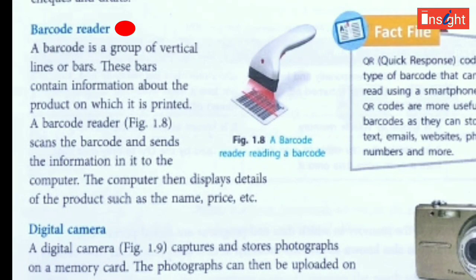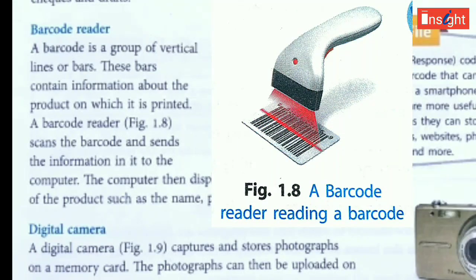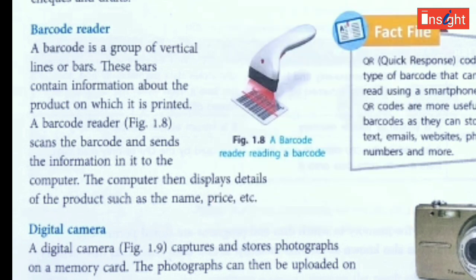Barcode reader. Students, when we purchase a product from the market, in that product you will find a group of vertical lines or bars. These bars contain information about the product on which it is printed. Generally, a barcode reader scans the barcode and sends the information in it to the computer. The computer then displays the details of the product, such as the name of the product, price, manufacturing date, etc. Mostly these devices are used for billing purposes.